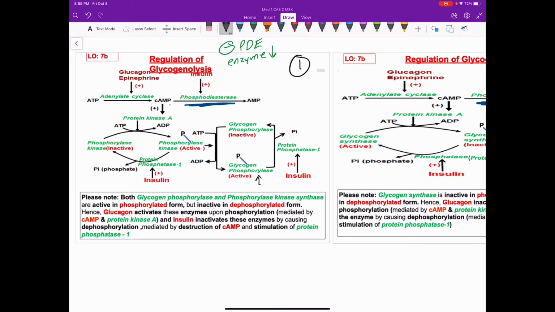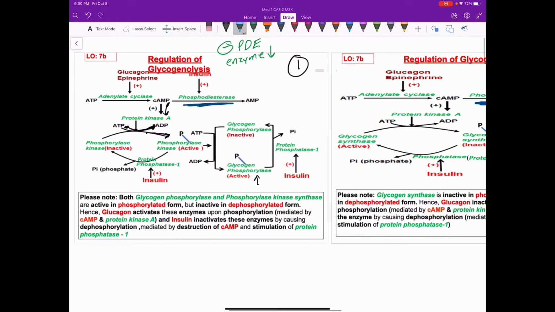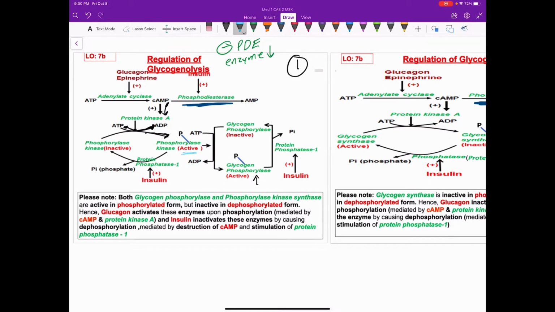cAMP, right, over here, activates protein kinase A. Protein kinase A does what? It's going to phosphorylate, ATP becomes ADP. ADP is then going to go to phosphorylase kinase. Okay, when it becomes phosphorylase kinase, is it going to be in its active or inactive form? Well, you see right here it says active, but why? Okay, so if it gains a phosphate, right, if it gains this P, it's activated. Is this important? Is this phosphorylase kinase what we want? No. We want to stimulate glycogen phosphorylase.